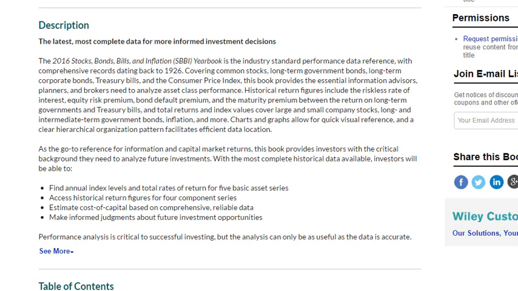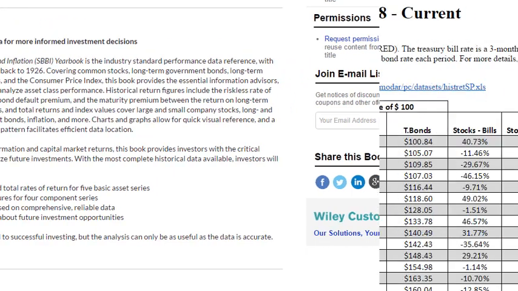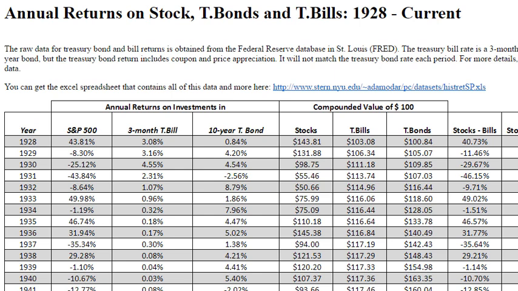Just a quick description of the Ibbotson SBBI yearbook. You can see that they have comprehensive records dating back to 1926. It covers common stocks, long-term government bonds, long-term corporate bonds, treasury bills, and the consumer price index. The data in this book is used for various charts, histograms, etc. throughout the CFA Institute curriculum. Another good source for historical returns is Professor Damodaran at New York University, Stern School of Business.